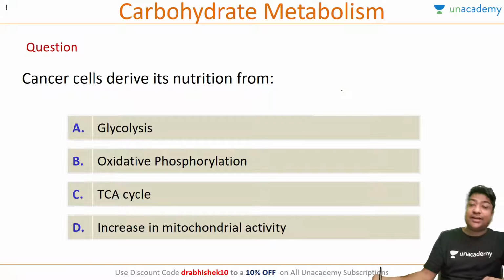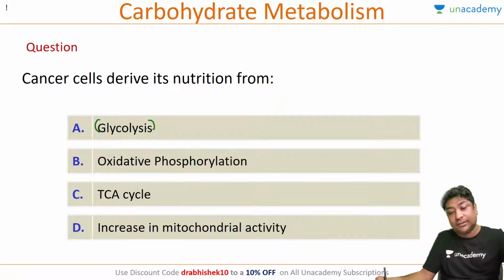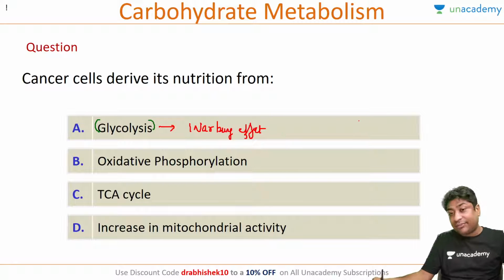So here, cancer cells derive their nutrition from glycolysis. Okay, the correct answer is glycolysis. And what effect do we call it? We call it the Warburg effect. Okay, and there is another effect which has been asked, that is called the Pasteur effect.